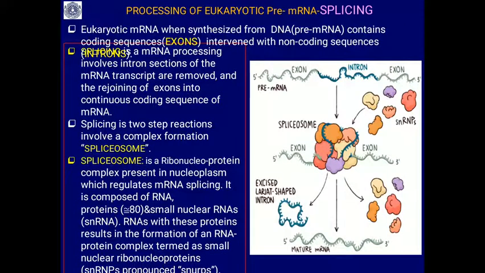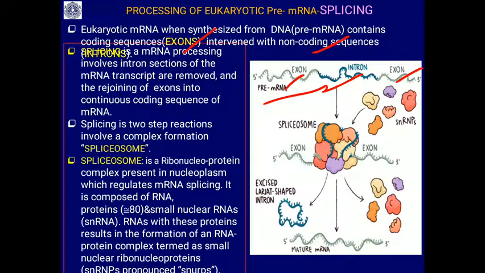Then the process called splicing. When eukaryotic mRNA is synthesized, it is the pre-mRNA, which contains coding sequences called exons intervened with non-coding sequences called introns. So you have exon, intron, exon, and likewise many exons intervened with intron sequences. Intron sequences are non-coding and not required for protein synthesis. Exons are the actual coding sequences, which get translated into the amino acid sequence of the protein during translation.